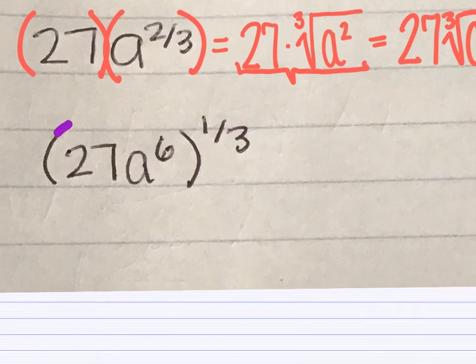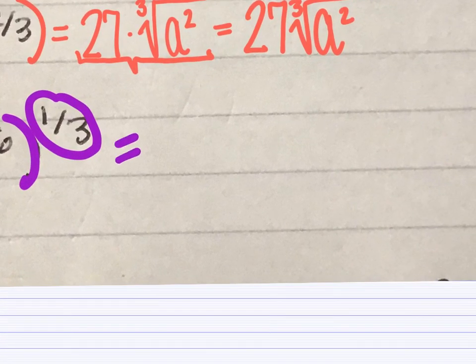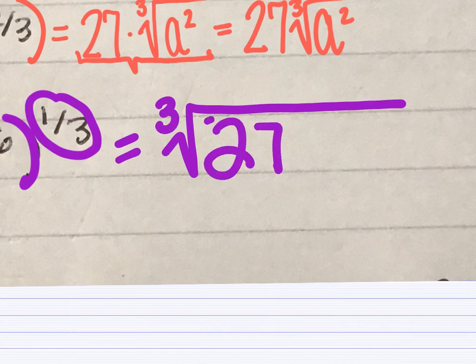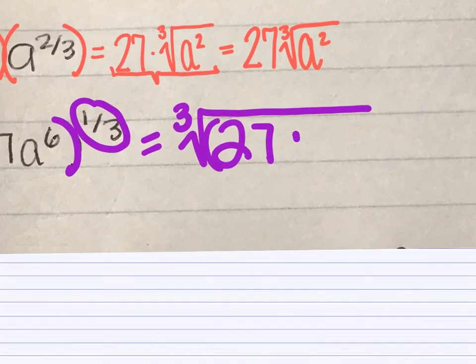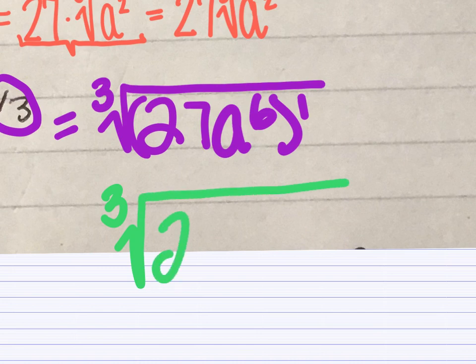Here, the difference: this entire thing is being raised to the 1/3. So, cubed root 27 a to the 6th, all being raised to the 1st power. Distribute that 1, nothing changes. So I get the cubed root of 27 a to the 6th.